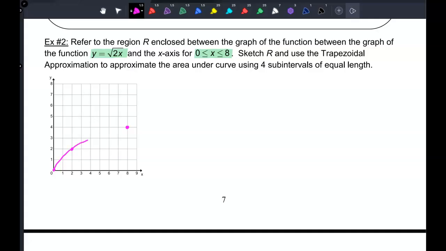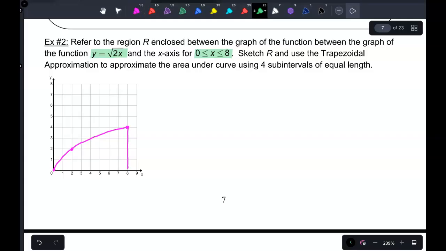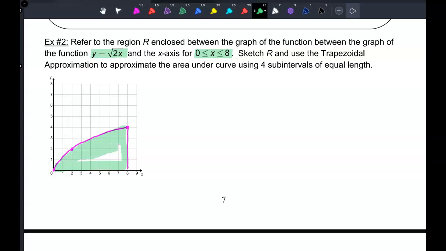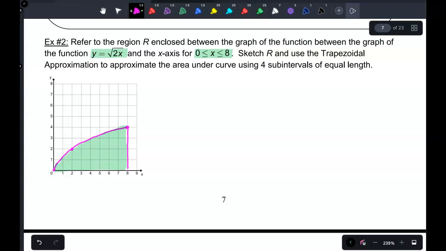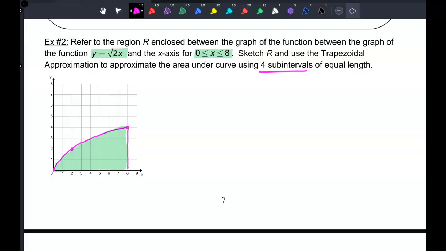So, again, it doesn't have to be perfect. I'm not looking for a perfect graph. It's how you estimate the area under that graph that I'm concerned about. So here's my region. Now this time the interval goes from 0 to 8, but I have 4 subintervals. That means H is going to be 2 units in length. So I'm going to have one here, here, here, and here. And now, do you see why, again, we use the trapezoid? It's a much better approximation.